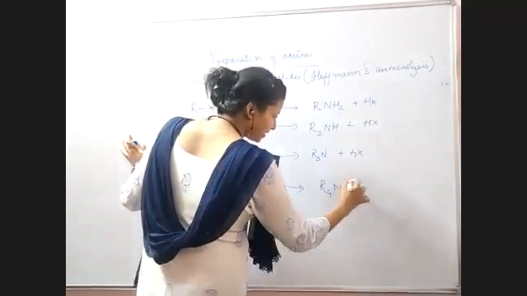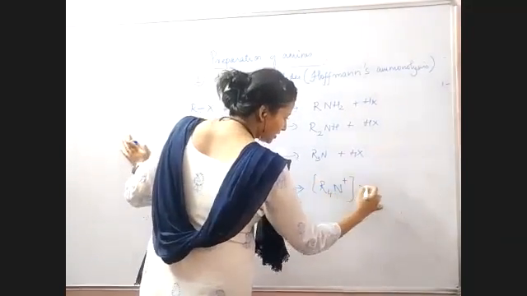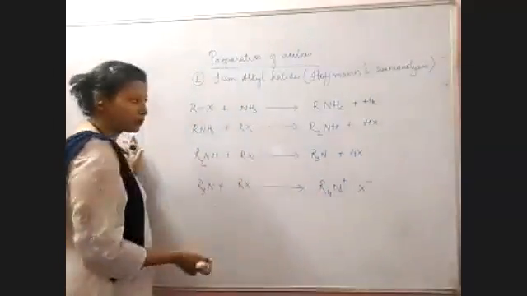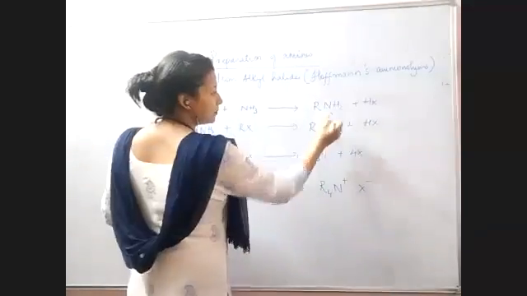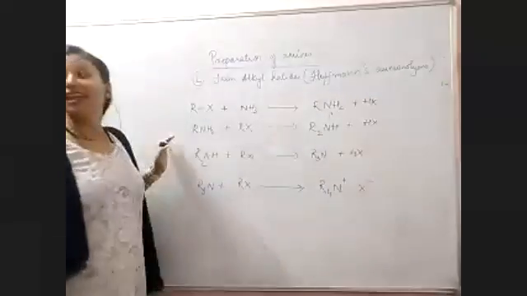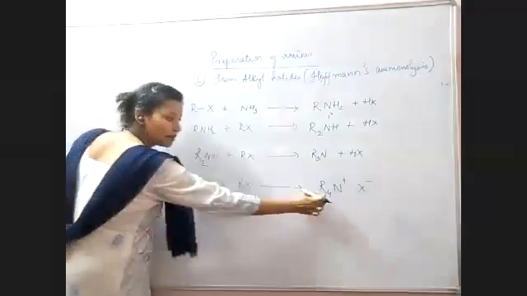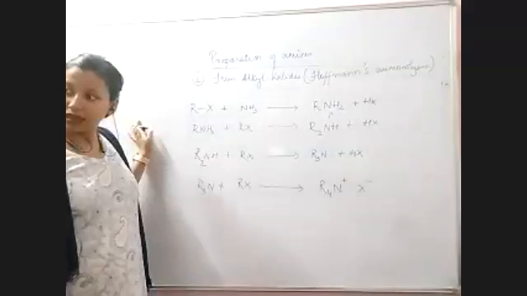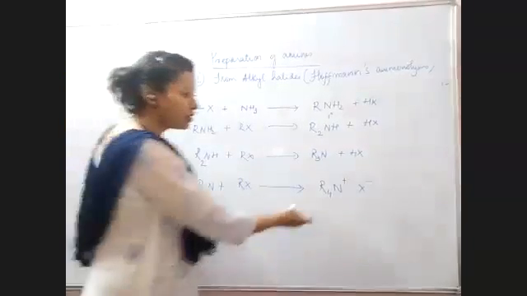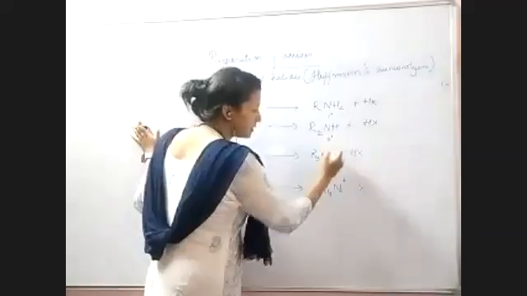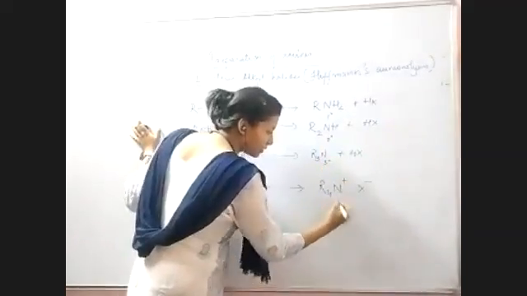R4N plus X minus. Put it like this because it is a salt. We don't need the square bracket. So this is a quaternary ammonium salt. This is a salt. So this is primary, secondary, tertiary, and quaternary.